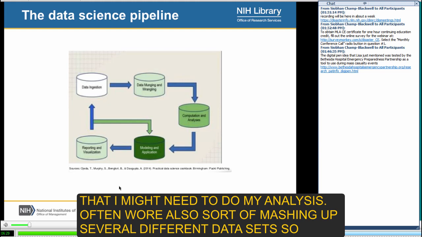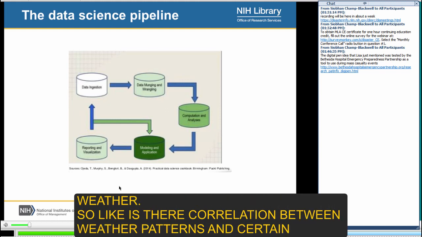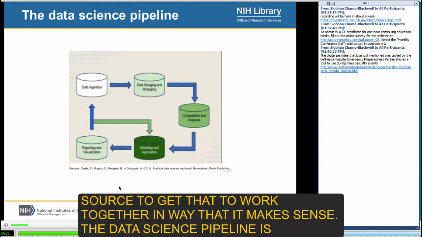Often we're also mashing up several different data sets. One example of an analysis that a researcher I worked with did is they were looking at gastrointestinal disease and the weather. Is there a correlation between weather patterns and certain gastrointestinal illnesses? They had the weather data and they had the illness data, two completely different data sources, and they had to get that to work together in a way that made sense.